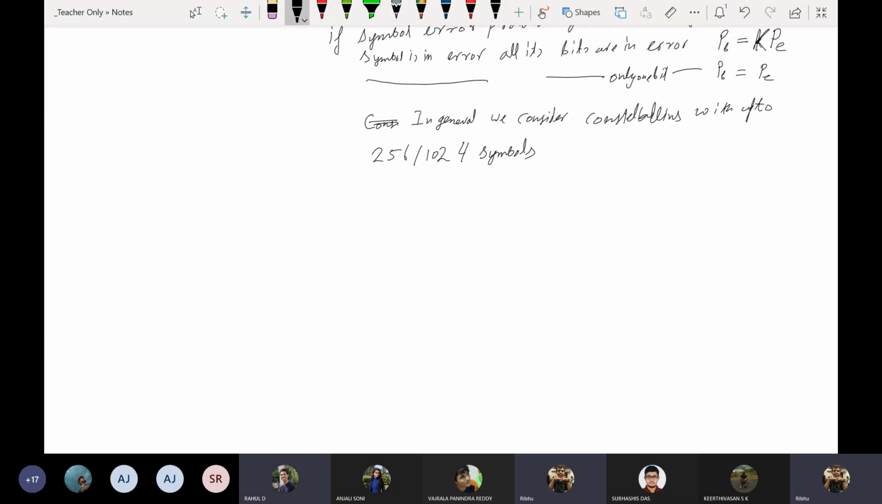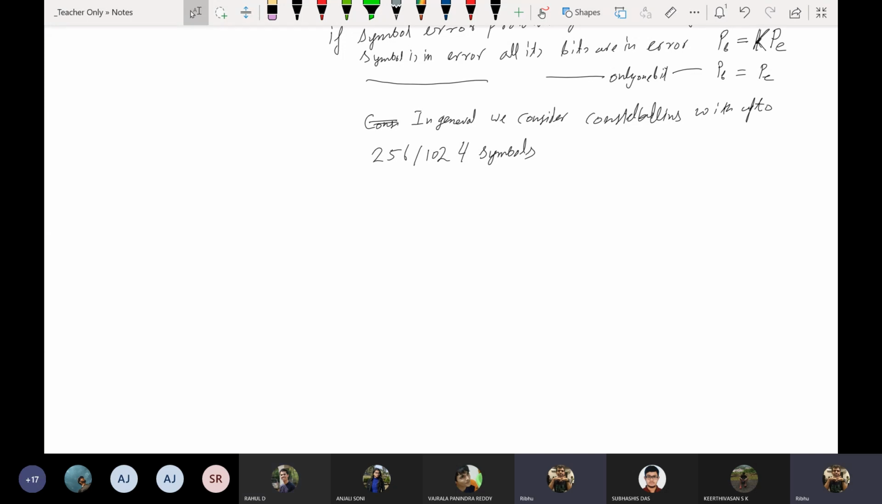Sir, instead of K times PB, shouldn't the probability of error be 1 minus (1 minus PB) to the power K, right? Let me finish this one point, then I'll come to the second point. Okay, sir.